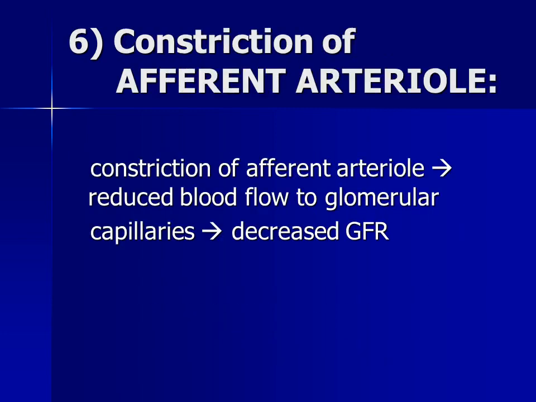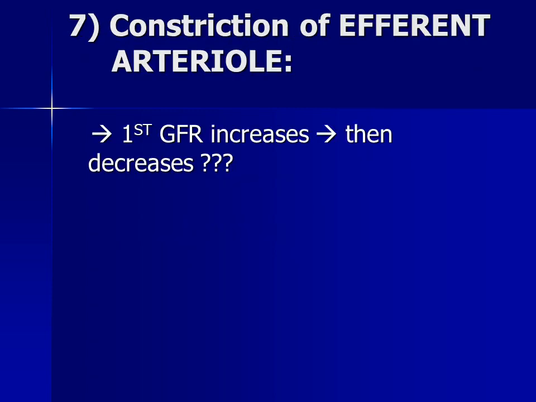I have already talked about the constriction of the afferent arterioles. The afferent arterioles are the inflow vessels. So whenever there is a constriction of the afferent arterioles, there will be a reduced flow to the glomerular capillaries, which will decrease the GFR. A constriction of the efferent arterioles, we have already discussed this, where the constriction of the efferent arterioles, I told you, has a biphasic effect on the glomerular filtration rate.